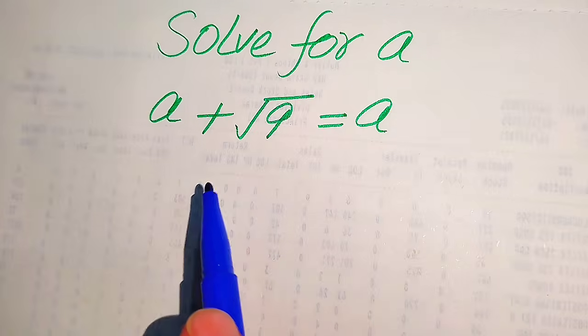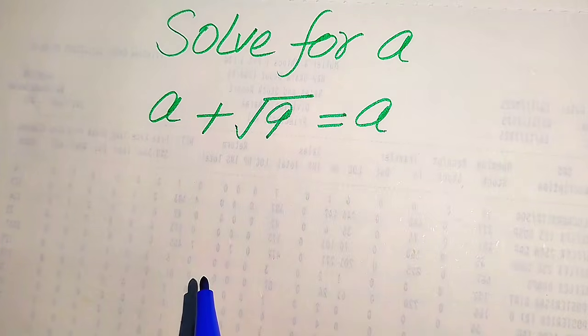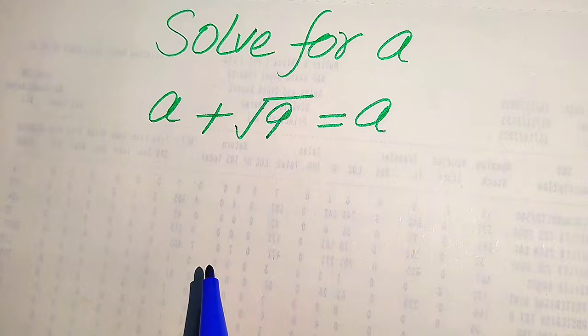So here we have a plus square root of 9 is equal to a, and we solve this problem for all the values of a. First we need to find all the roots of this equation, and at the last we will verify which of the roots are solutions and which of the roots are extraneous roots. Further, we solve this problem using two methods.